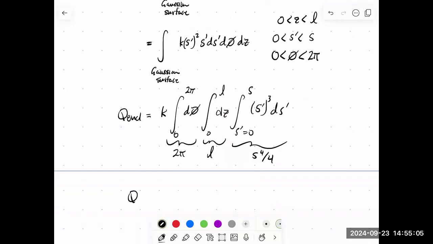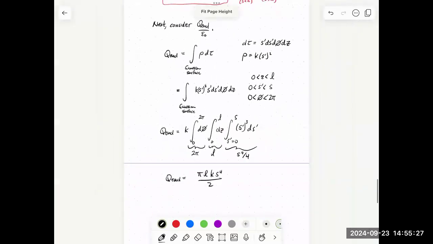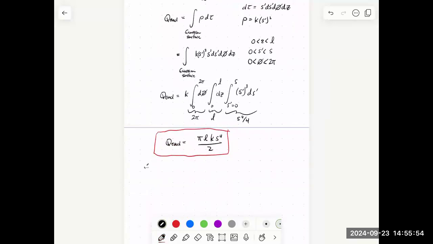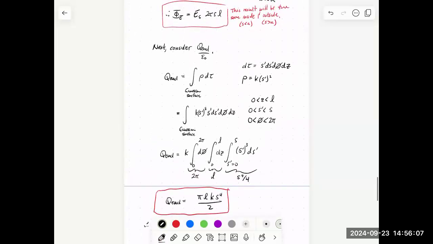Okay, so Q enclosed is therefore equal to, let's see, we get pi over 2 times L times K times S to the fourth. All right. So let's see, can I get all of this thing on there? Right. So now we've done the two calculations that are required for Gauss's law, Q enclosed and the flux integral. So now we just have to set them equal to each other after dividing Q enclosed by epsilon naught. So therefore, this Gauss's law requires, so let's see, what was the integral? E_S 2 pi S L.